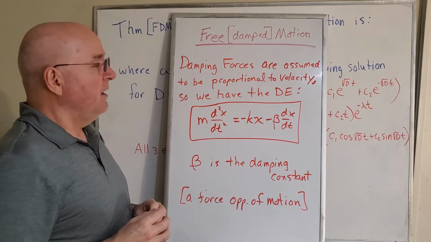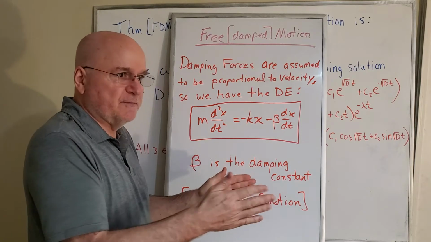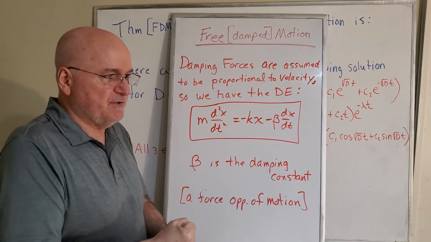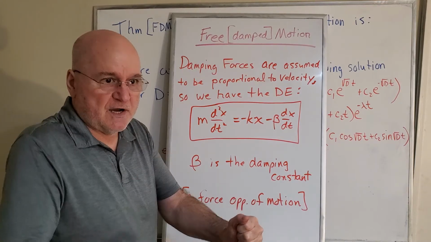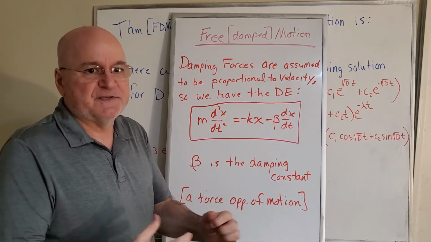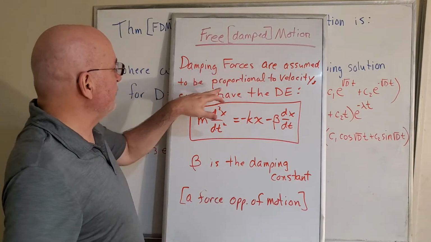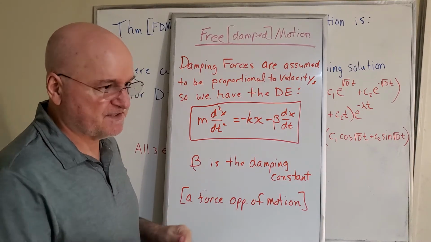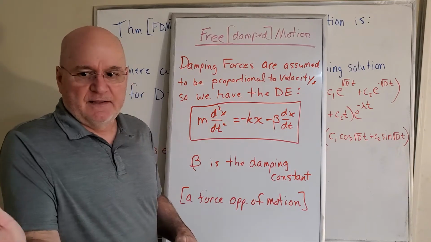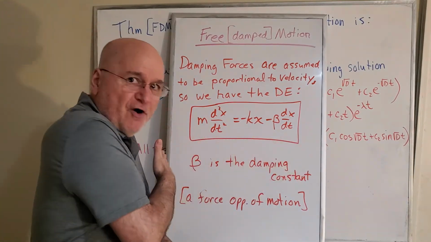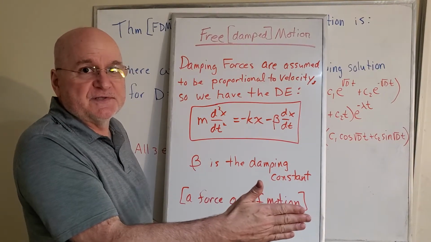Damping forces, like a dash pot on a door, the thing that prevents the door from slamming, or if you were to place your spring mass system into a pool of water, now you have the friction of the water, or some other viscous liquid, honey or syrup or something like that. Damping forces are assumed to be proportional to velocity, and you can feel that in your swimming pool. If you move your hand, the faster you move it, the more you feel that resistance of the water. If you're not moving it at all, you don't feel the resistance.